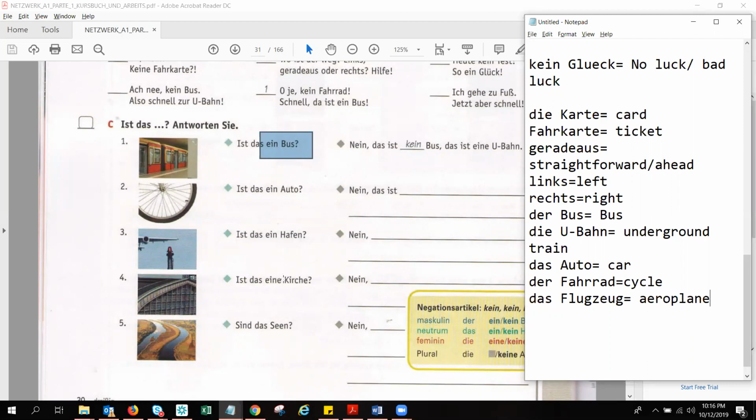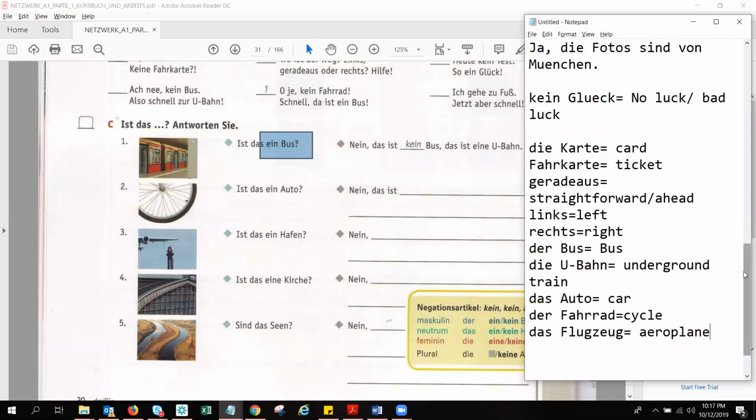Okay, next is: ist das eine Kirche? Nana, can you tell me? Ist das eine Küche? Nein, das ist keine Küche. Das ist, what is railway station? Railway station is Bahnhof. Der Bahnhof. Okay, das ist ein Bahnhof.